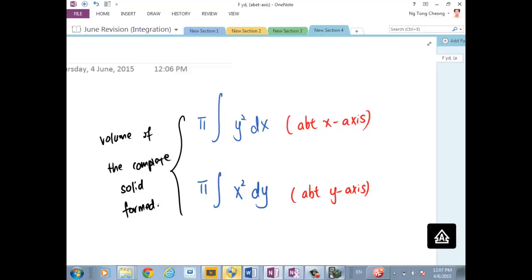Actually I don't really care about that. The only thing that I'll ask myself is, after I rotate the region about 360 degrees, do I get a complete solid? If I get a complete solid, I'm going to use either one of these formulas. Or if the question says rotate about 180 degrees, after I do that, do I get a complete solid? If I still get a complete solid, I'm also going to use the formula here. That is something that you need to know, what the formula is trying to tell you.